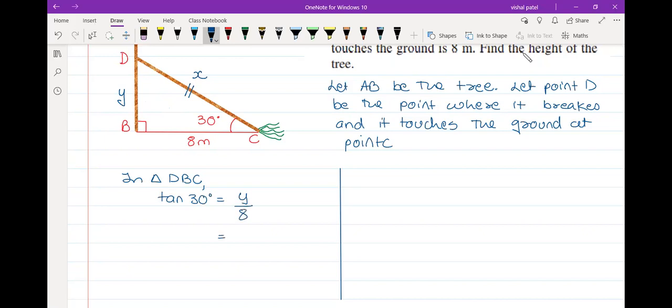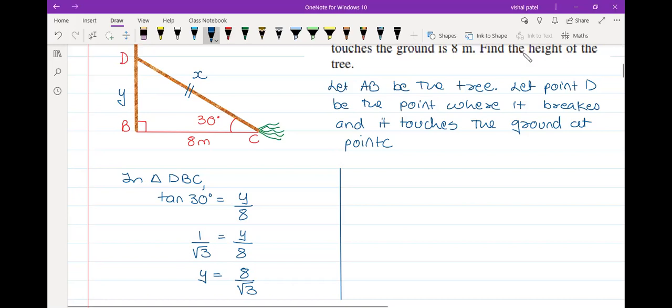Anyone? The value of tan 30? ठीक है, चलो 1 upon root 3 is y upon 8. If I cross multiply, I get y as 8 upon root 3. Okay, so I got the value of y.